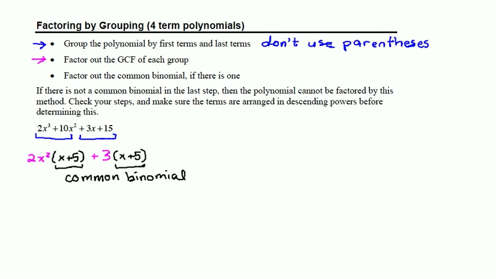I'm going to put the common binomial on the right, and I can see that my other factor is made up of my two GCFs here in purple. 2x squared is what remains in the first term, and plus 3 is what remains in the second term. Only after factoring out this common binomial is my polynomial really factored. Everything up until here is still a sum of two terms.